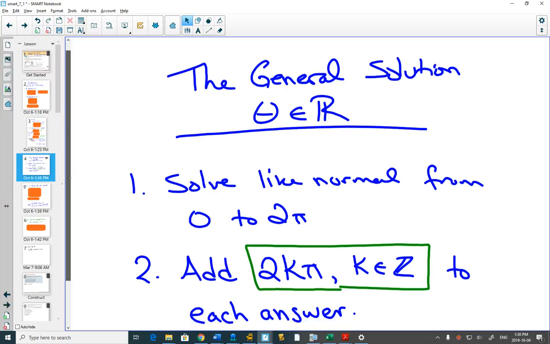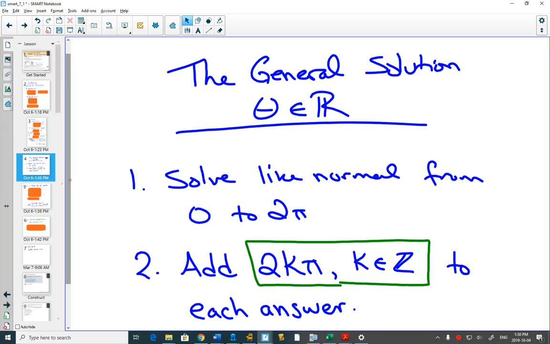And I'd like you to write out the steps for how we're going to solve what's called the general solution, where the domain is everything. In other words, the angle theta belongs to the real numbers. It means theta can be any number. So just like in the example we just did, step 1, you solve like normal between 0 and 2 pi. Once around the circle, find out all of your answers.